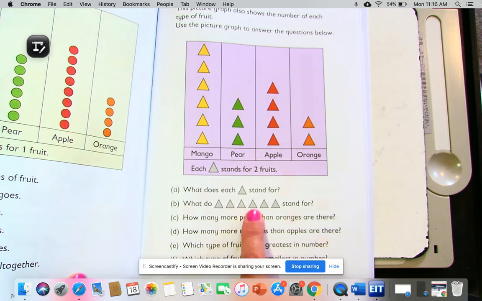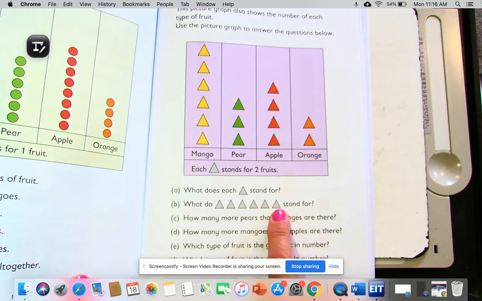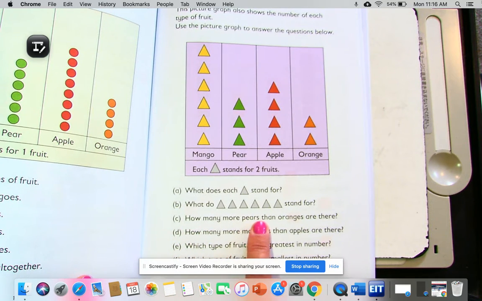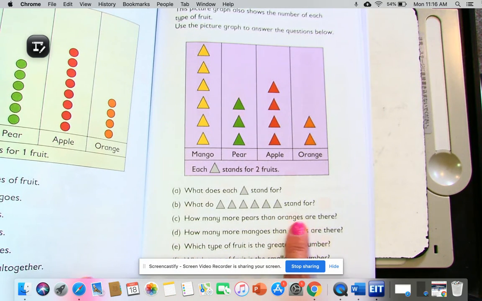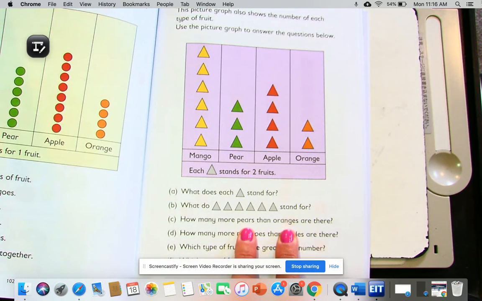2, 4, 6, 8, 10, 12. So that would stand for 12 fruit. How many more pears than oranges are there? Okay, so now we are comparing pears and oranges.